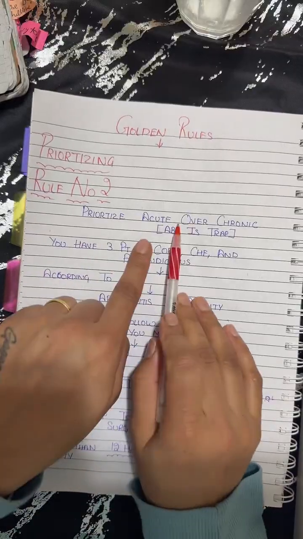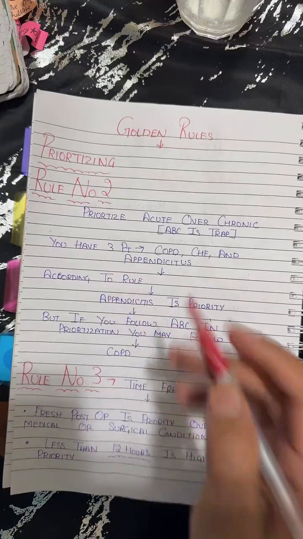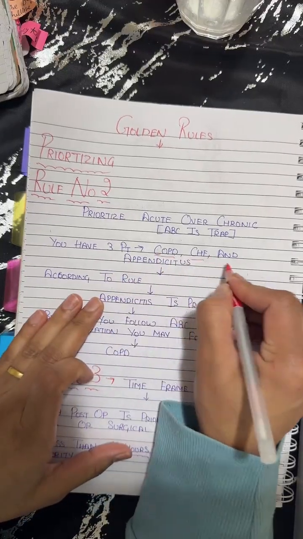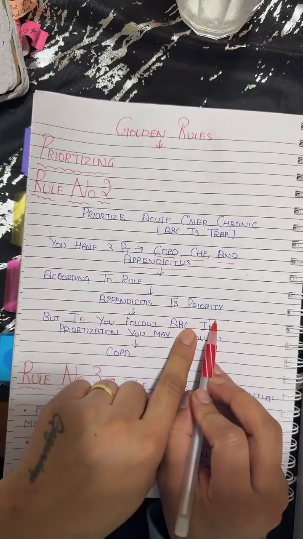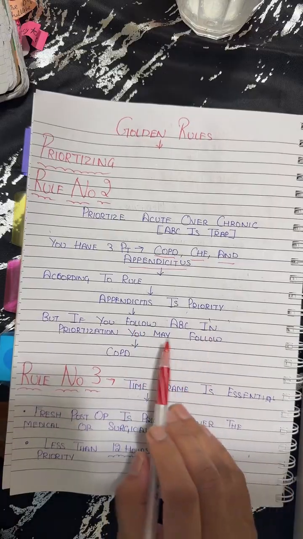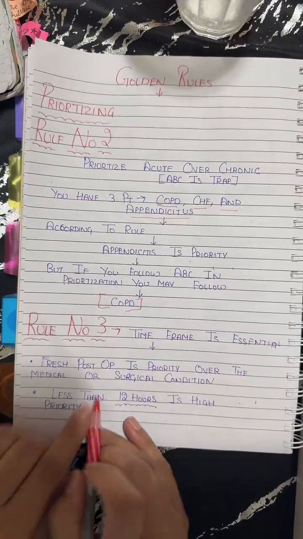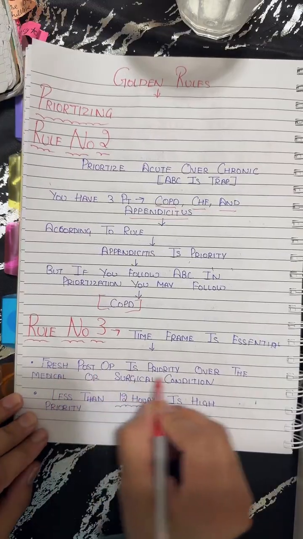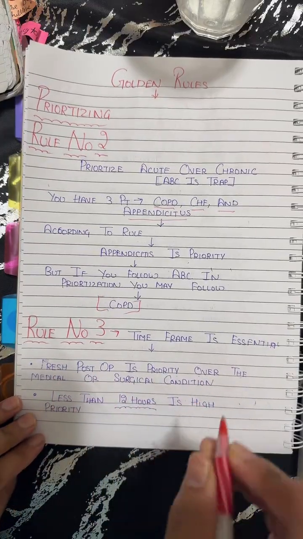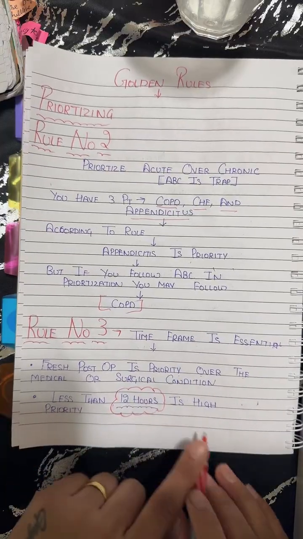Next, rule number 2: prioritize acute over chronic. ABC is a trap. You have 3 patients here: COPD, chronic heart failure, and appendicitis. According to the rule, appendicitis is the priority. But if you follow ABC in prioritization, then you may choose COPD. Rule number 3: time frame is essential. Fresh post-op is a priority over the medical or surgical condition. Less than 12 hours is high priority.